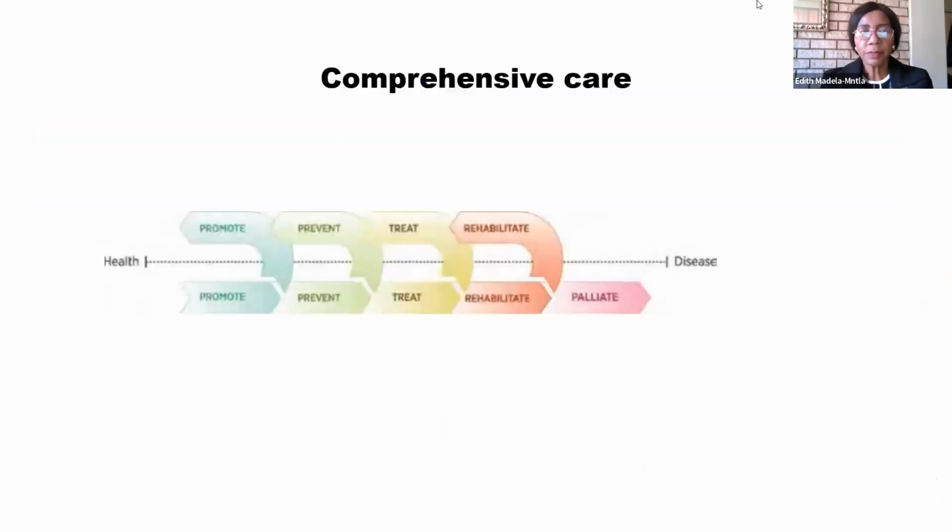Now, if you look at principle 2, comprehensive care, it goes through a cycle on a continuum between health and disease. And we're talking promotion, prevention, treatment, rehabilitation. And again, we're talking, on the other hand, the same loop, which ends with palliation if the disease cannot be cured, of course.